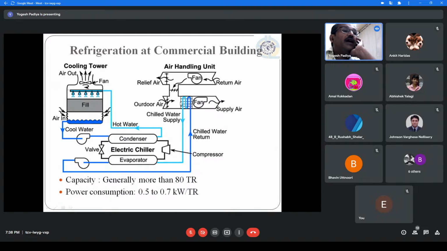Now, I am passing air. When the air passes over the coil, the air heat will be absorbed by the water and the air will get cold. This cool air is supplied to the room. After the room, it picks up the heat. This heat is coming back and circulated back. This is an AHU.